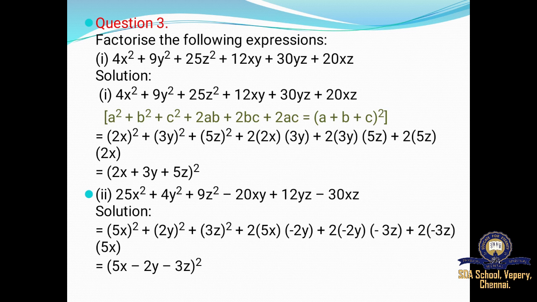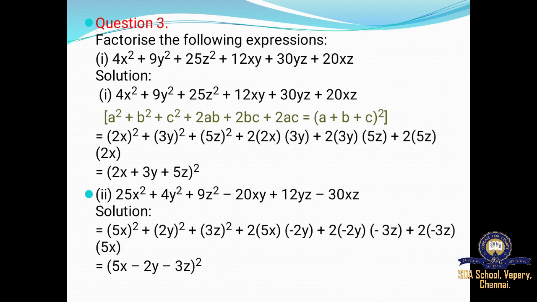Like see, in the identity what you have just found: a to be 2x, right? b to be 3y, c to be 5z. Now in this identity if you apply, you will get 2ab, right? So you have 2 into what is a? 2x. What is b? 3y. You can cross check if you want. Multiply, no? 2 into 2 will give me 4. 4 into 3 will give me 12. Yes, I have got 12xy. Do you understand?